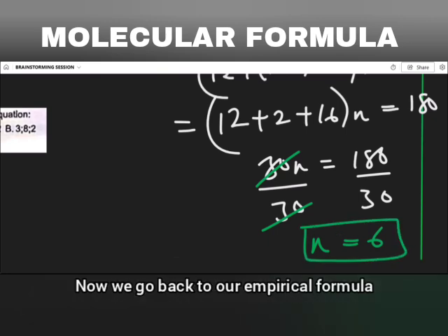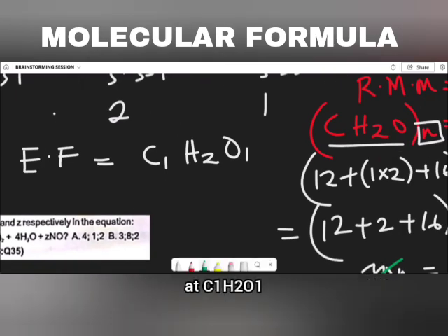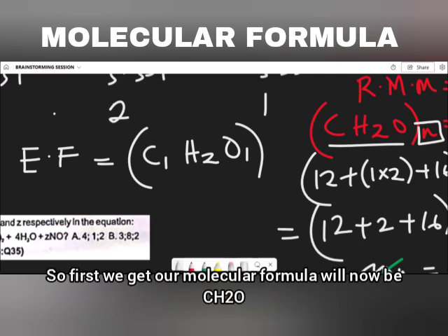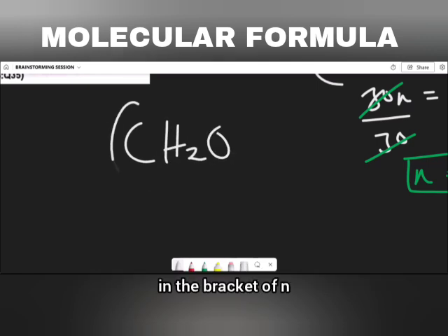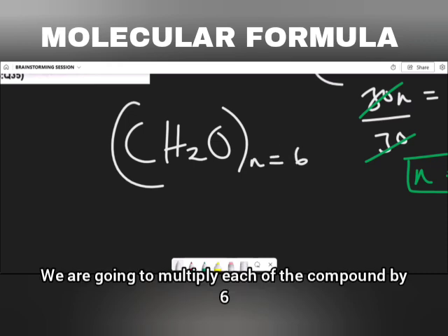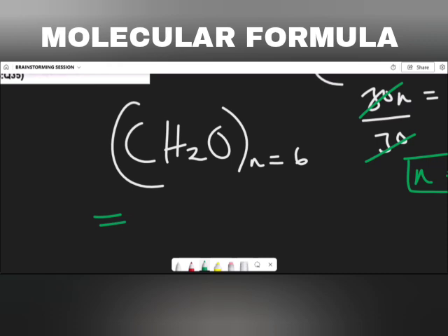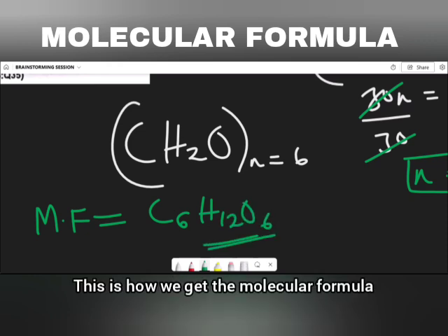Now we go back to our empirical formula. Coming back to our empirical formula, we had it as C1H2O1. So for us to get our molecular formula, it will now be CH2O in the bracket of n. So our n is equal to 6. We are going to multiply each of the elements by 6. So the molecular formula, which is MF, is C6H12O6. This is how we get the molecular formula.